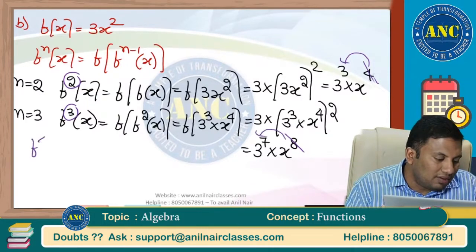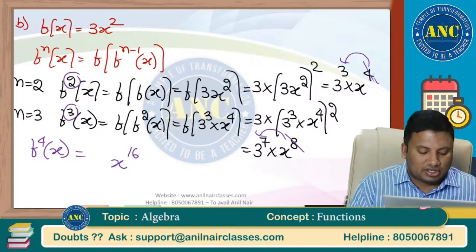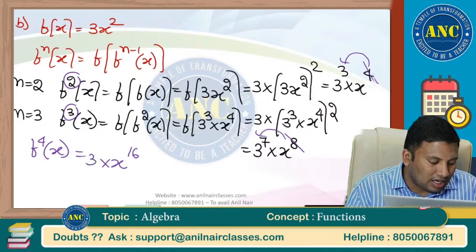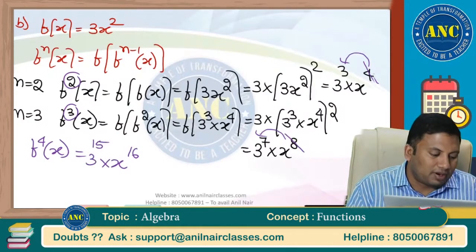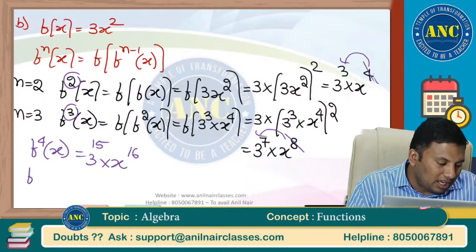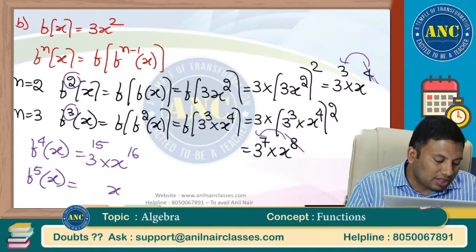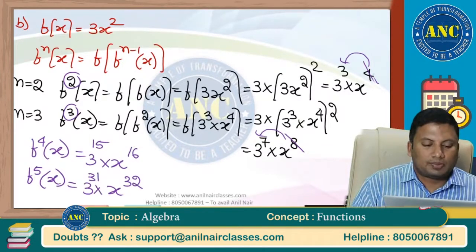So, without even doing it, you can say f4 of x equivalent to x power 2 power 4, which is 16. The power of 3 is 1 less than that, so 3 power 15. Are you all with me? If f5 of x, these are nothing but x power 32. These are nothing but 3 power 31 into x power 32.